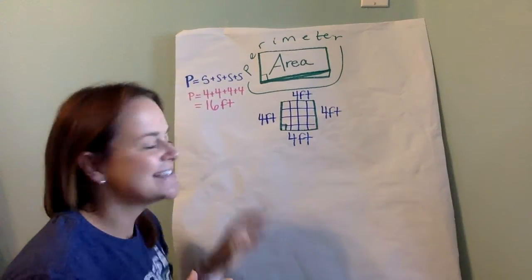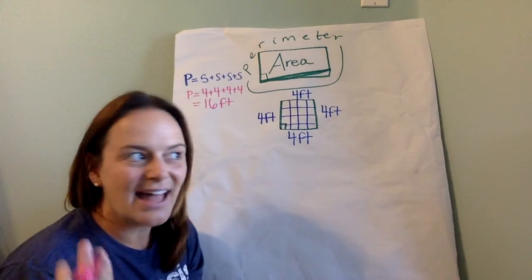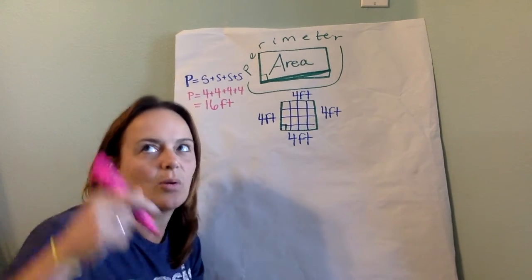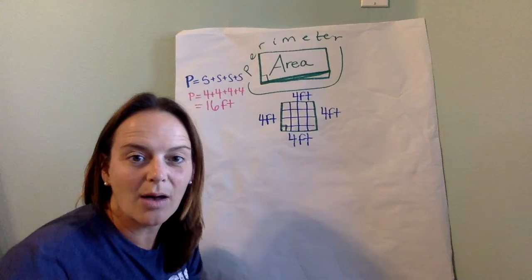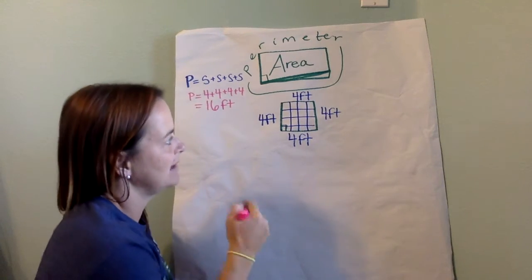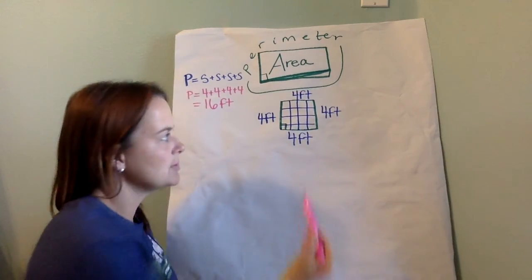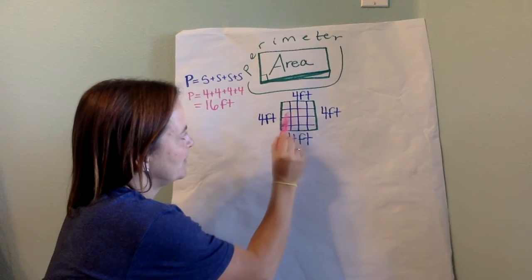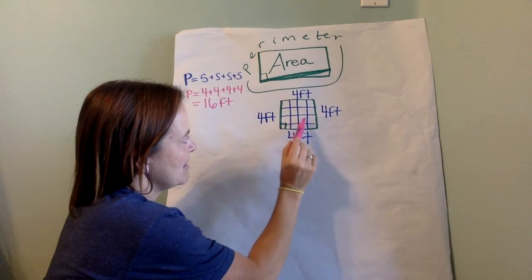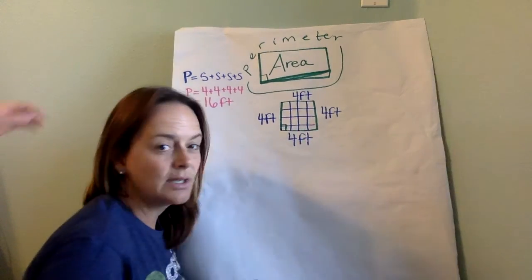The area is the inside. That's like if we were doing a carpet or a ceiling. I want to see how much of something covers the inside. In this case, I can just count the unit squares. 1, 2, 3, 4, 5, 6, 7, 8, 9, 10, 11, 12, 13, 14, 15, 16.